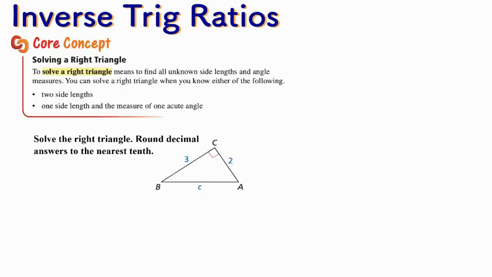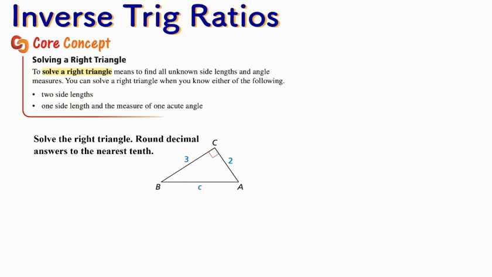So whenever you see a problem that says solve the right triangle, it means find all of the unknown measures. That means the sides and the angles. So we need to find side C, angle A, and angle B. We can do this by saying, well, side C, I can solve for that using either trig or the Pythagorean theorem.